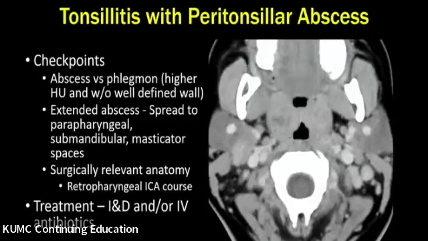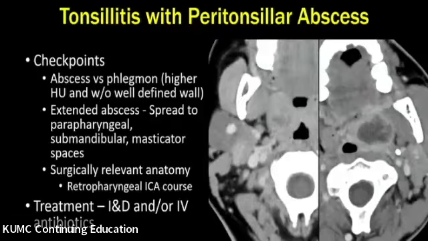I think our job is more to determine if a finding is present. Is it an abscess or phlegmon? A phlegmon is going to be more ill-defined, won't have a higher Hounsfield unit, and without that nice well-defined wall that we see in an abscess. It's going to be important for us to evaluate for an extended abscess spreading into the adjacent spaces. Those patients will obviously need more extensive surgical decompression, and then we evaluate for any surgically relevant anatomy such as retropharyngeal course of the ICA.